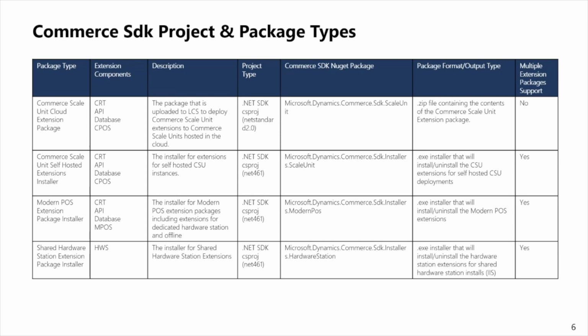For the cloud, the one main package is a CSU, which is going to contain your Headless Commerce API extension, basically the CRT API, database, and then the cloud point of sale. Okay. So all these four components are packaged as one zip package and then deployed.